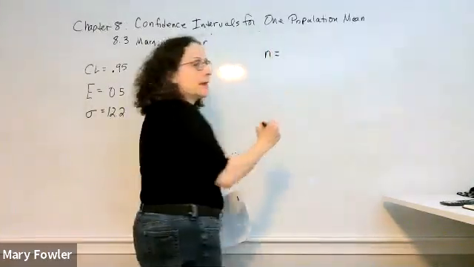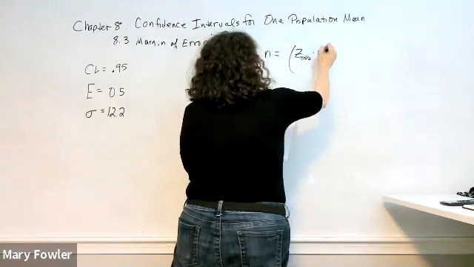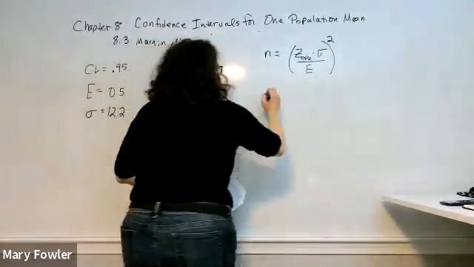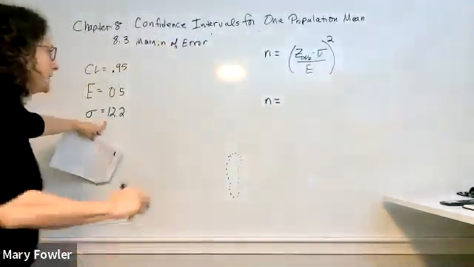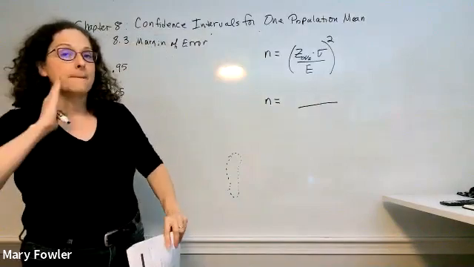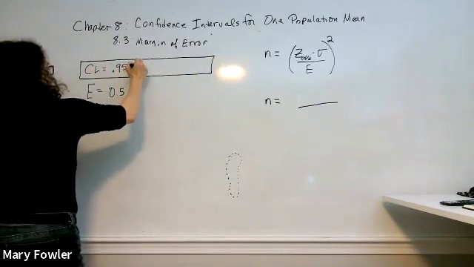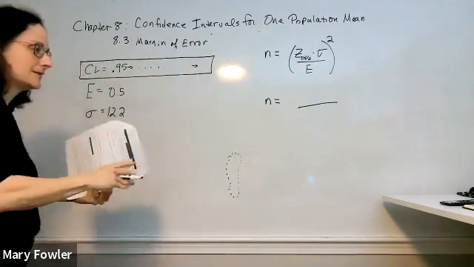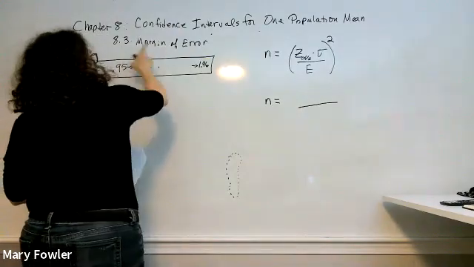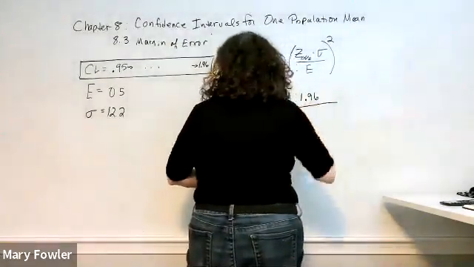Put it up here. That is n is equal to z sub alpha over 2 times sigma over E, and that whole quantity squared. Let's look at what we have in our problem. n is what we're looking for. Well, we need z sub alpha over 2. We don't have it, we have the confidence level, but we can sweep. Let's go ahead and sweep here, and I'm going to let you do that as an exercise, but it's also in the notes. The 0.95 always sweeps through to the 1.96. So z sub alpha over 2 is 1.96.